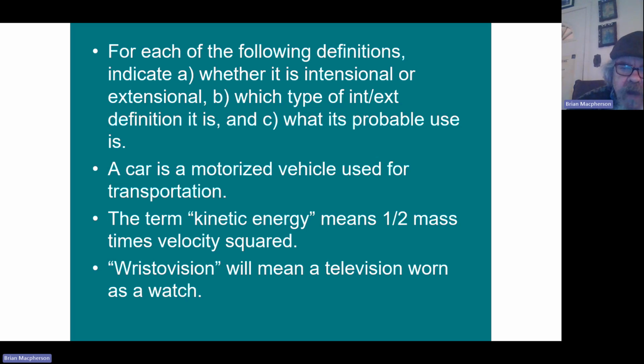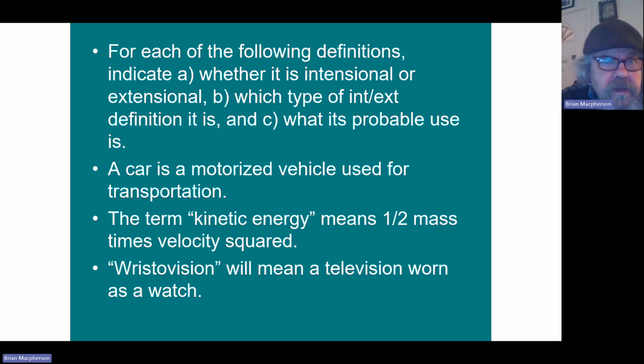So let's get a little bit of practice, okay? For each of the following definitions, indicate whether it is, first of all, intensional or extensional, what type of intensional or extensional definition it is, and what its probable use is. So is it intensional or extensional? If it's intensional or extensional, what type is it? And finally, what is the probable use? So let's look at the first one here. A car is a motorized vehicle used for transportation, all right?